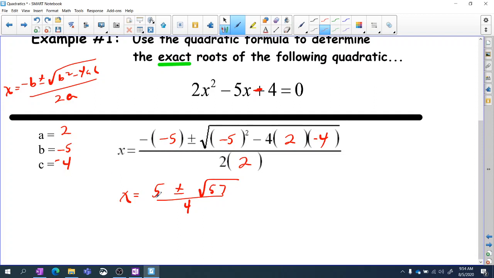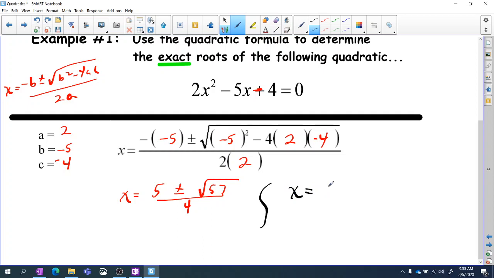And because this isn't a perfect square, you'd be done. There's your answers. x equals 5 plus or minus square root 57 over 4. Now I'm just going to show you, and say, well, why did you change that? What was the difference? If I hadn't made that change, this is what would have happened.